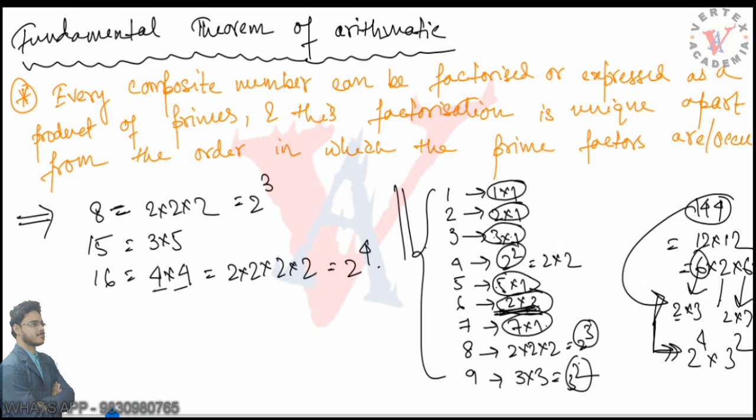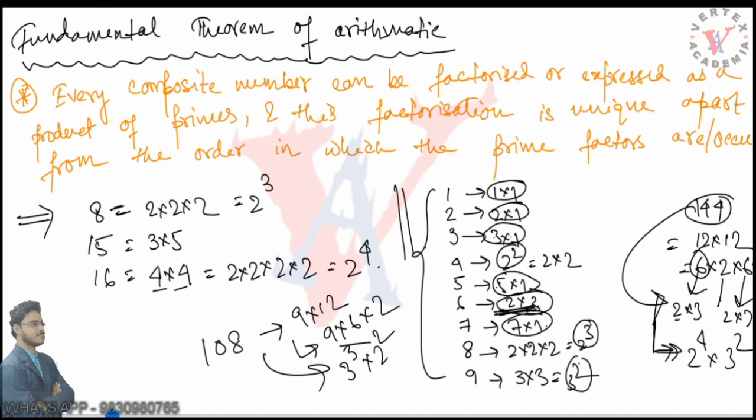144 is just an example. Now you can take any number. For example, you take 108. So 108 is actually 9 into 12. So 12 is actually 6 into 2, so it is 9 into 6 into 2. Now 9 can be expressed only in the form of primes, 6 can be expressed only in the form of primes, 2 is already a prime. So finally 108 will come as 3 cube into 2 square.